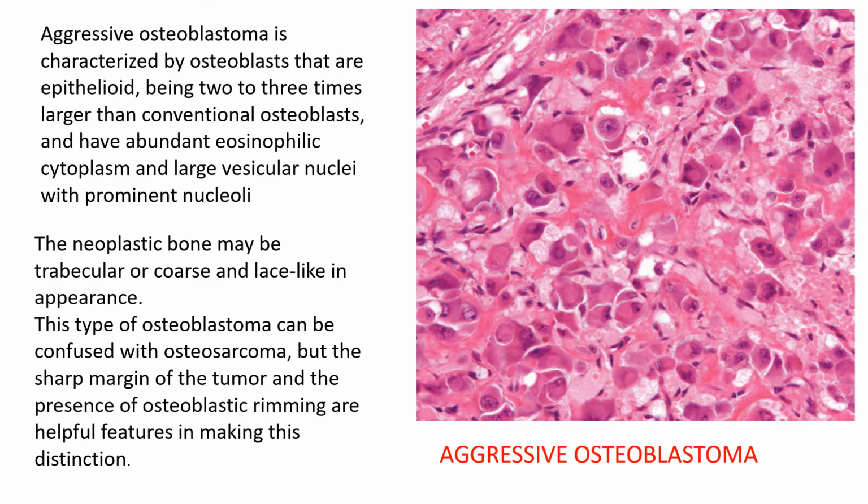This is a photomicrograph to show aggressive type of osteoblastoma. Aggressive osteoblastoma is characterized by osteoblasts that are epithelioid, being 2 to 3 times larger than conventional osteoblasts and have abundant eosinophilic cytoplasm and large vesicular nuclei with prominent nucleoli. We can see abundant eosinophilic cytoplasm with prominent nucleoli. The neoplastic bone may be trabecular or coarse and lace-like in appearance. This type of osteoblastoma can be confused with osteosarcoma, but the sharp margin of the tumor and the presence of osteoblastic rimming are helpful features in making this distinction.